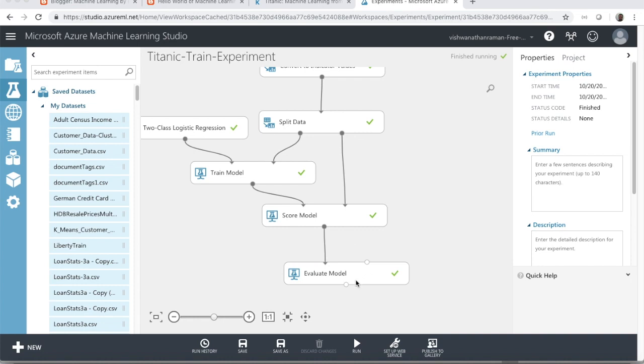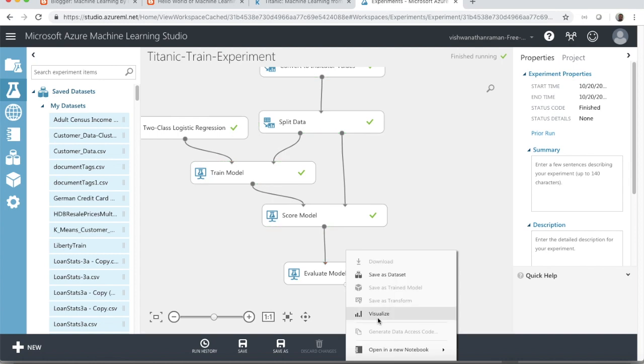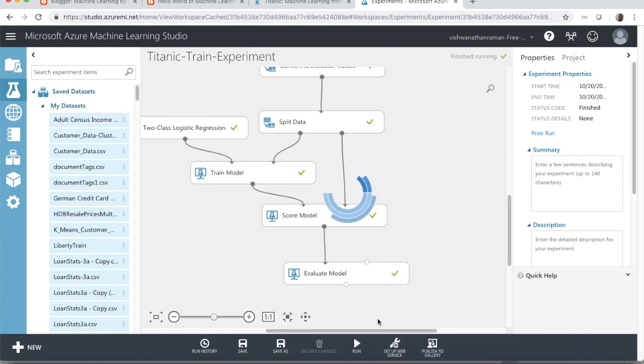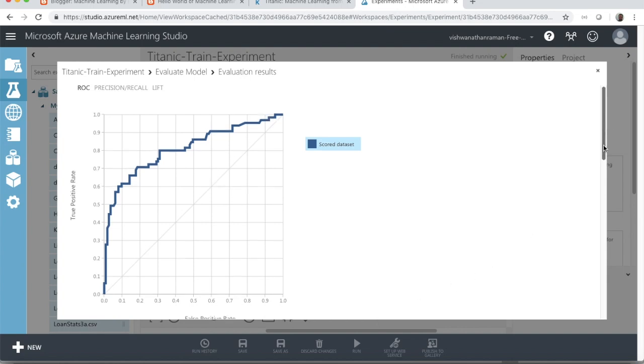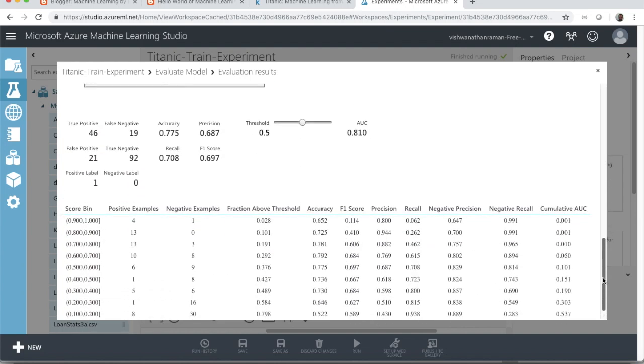It's time to look at the evaluate model, and let's look at the output of the evaluate model by right clicking and clicking on visualize. There will be a few metrics here, but let's focus on something called a confusion matrix. A confusion matrix is nothing but 4 quadrants.